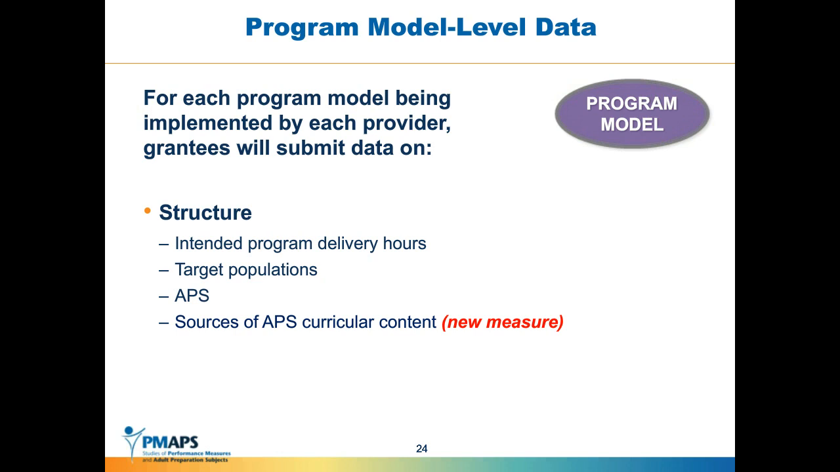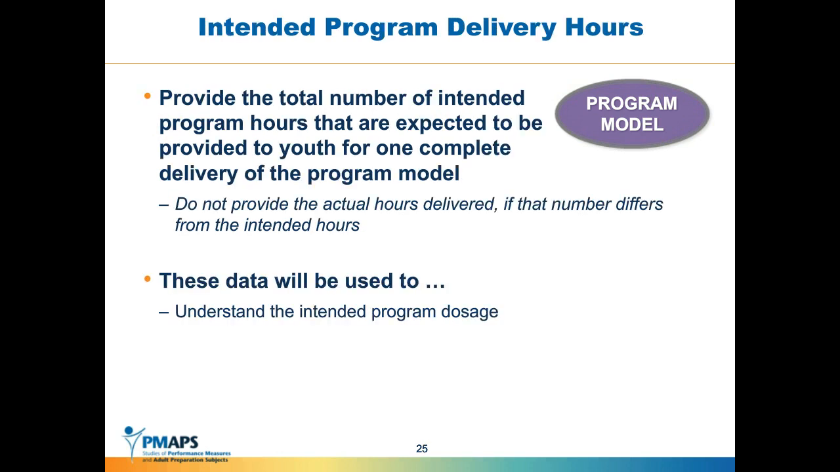So let's talk about program delivery first. For program delivery, you will report the total number of intended program hours that are expected to be provided to youth for one complete delivery of each program model. For example, if a program is intended to last 16 hours and it will be delivered 4 times during the federal grant year, you would report 16 hours for this measure. So that's the intended hours of delivery for that program.